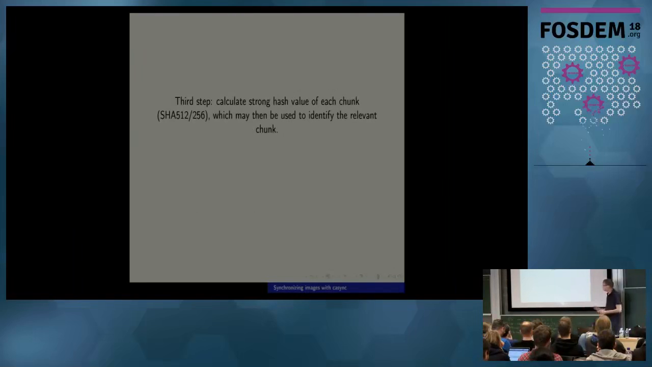Third step, after we chunked it all up, we calculate a strong hash function. We forget everything that we did about the buzzhash thing, this rotating hash function. It's not a strong hash function. We only used it for chunking things up. We forget that now. In the third step, we use a strong hash function.